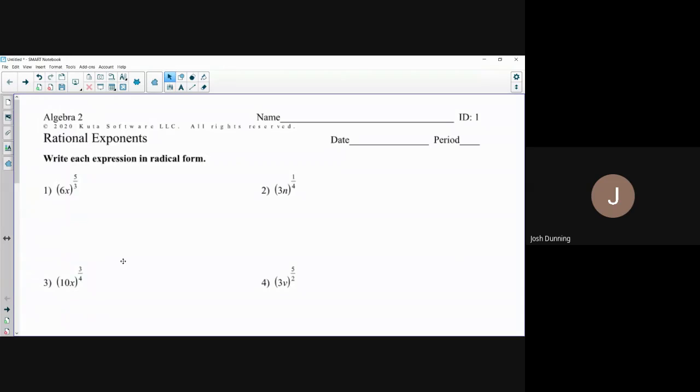So rational exponents. Now, again, from earlier, the word rational in math means a fraction. And as you can see, all these exponents are fractions. Now, a couple things before we do these, just remember, we talked about roots already.